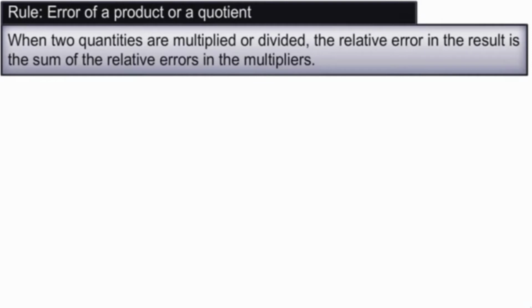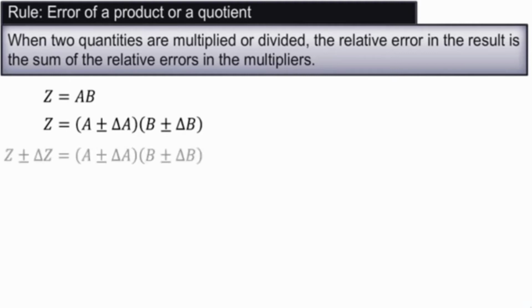Moving on to the second rule, which is error of a product or quotient, means if you multiply or divide. Now the rule says when two quantities are multiplied or divided, the relative error, now this is relative not absolute, is the sum of relative errors. Suppose Z is equal to AB. Z is a quantity which is product of A and B, and A and B are written along with their absolute errors. Z plus minus delta Z equal to A plus minus delta A, B plus minus delta B.